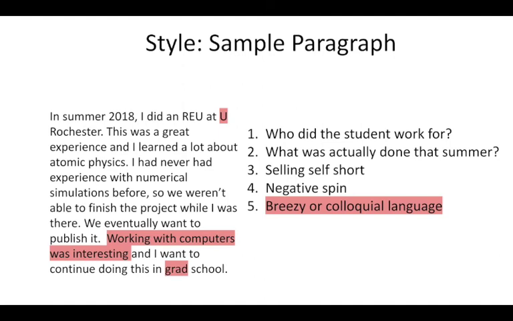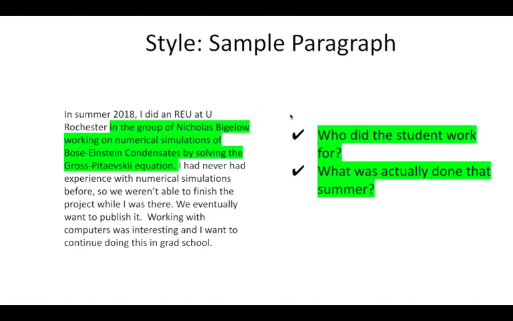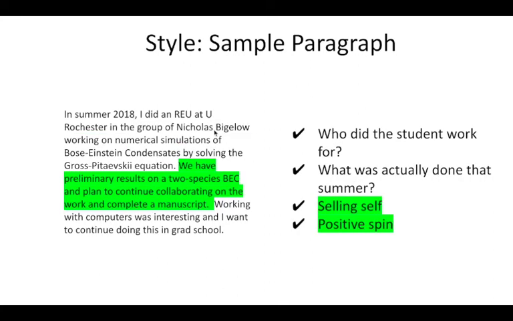Okay, let's talk about how we can tighten up this paragraph. So we could say, I did an RU at Rochester in the group of Nicholas Bigelow. Now we know the who, and now we also get the what: working on numerical simulations of Bose-Einstein condensates by solving the Gross-Pitaevskii equation. So again, this is a nice frank statement of what was done. Now, instead of using the same sentence to say, well, I'd never done numerics before, so we weren't able to finish, let's just spend that ink and that space in your SOP on what we did.